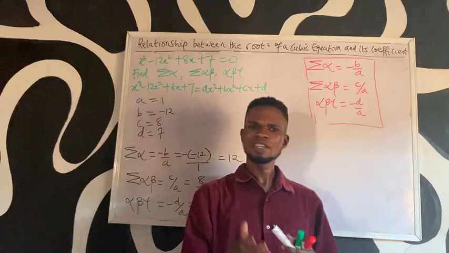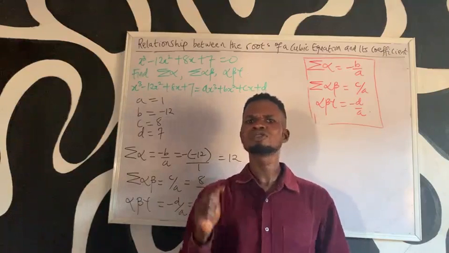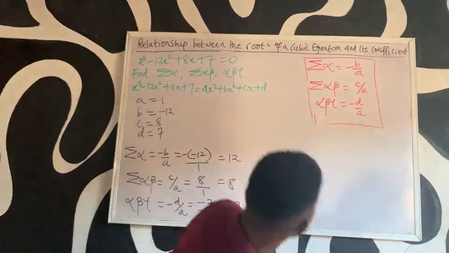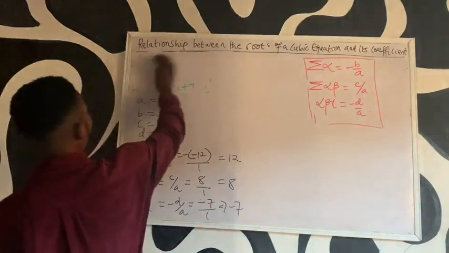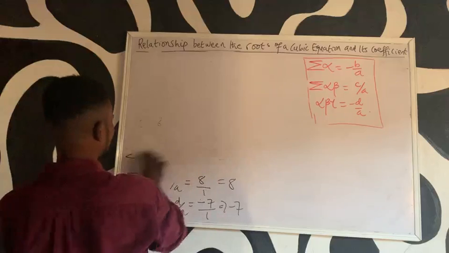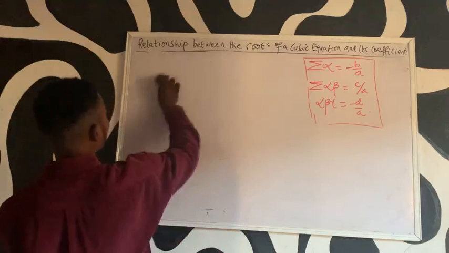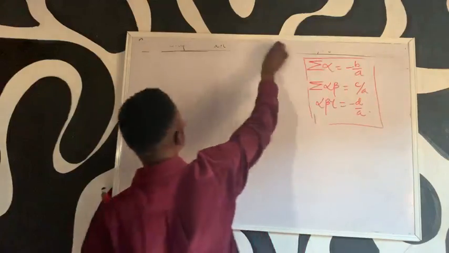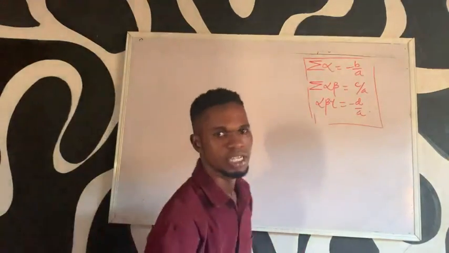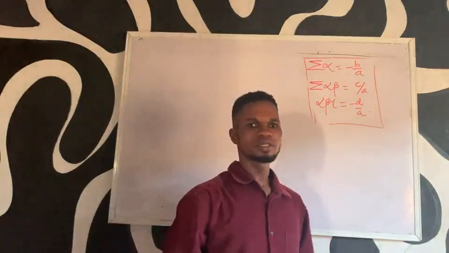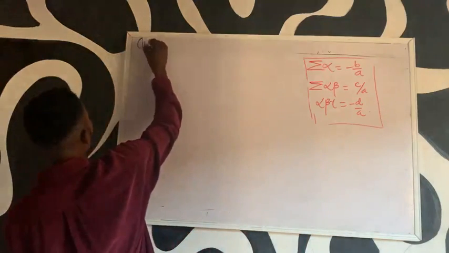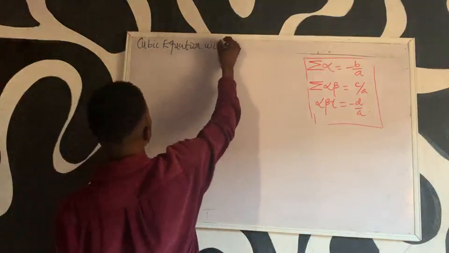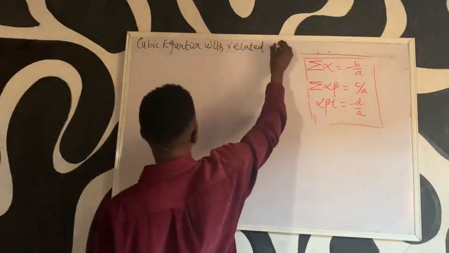And let's say we are given a cubic equation and we are told to construct a cubic equation from the given roots. How do we do that? Okay, let's take an example. That will take us to cubic equation with related roots, or cubic equation with given roots. That's cubic equation with related roots.